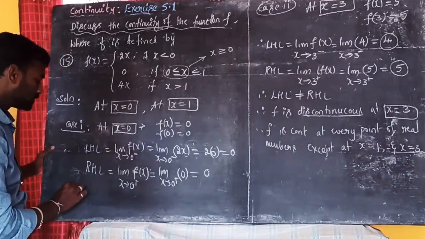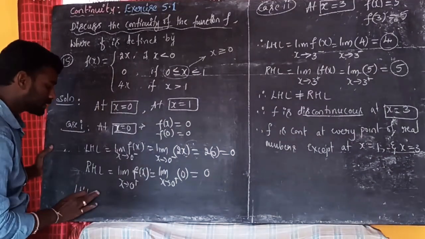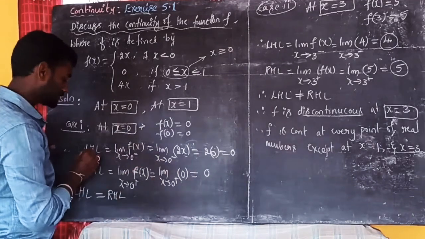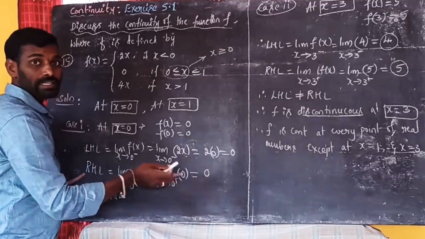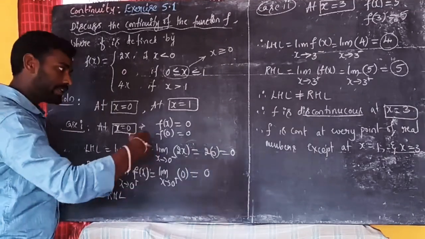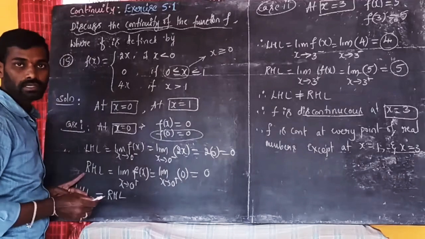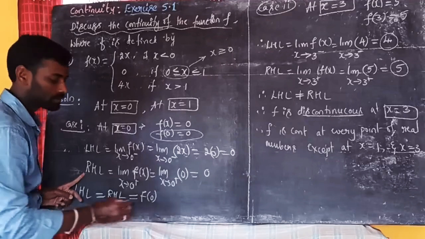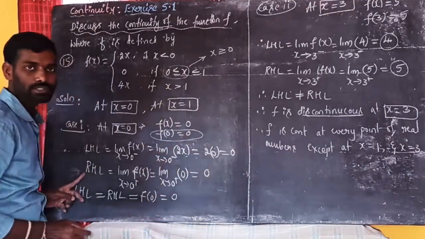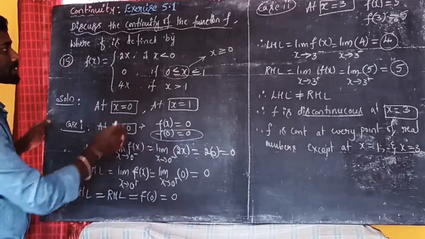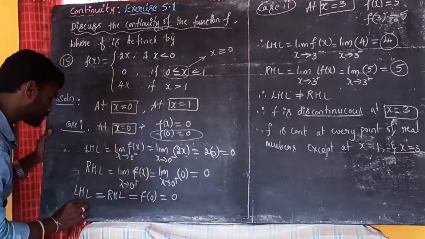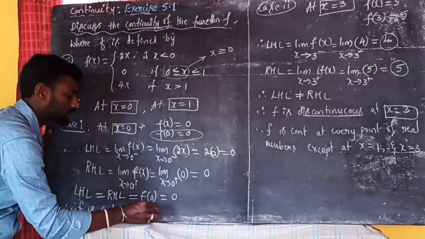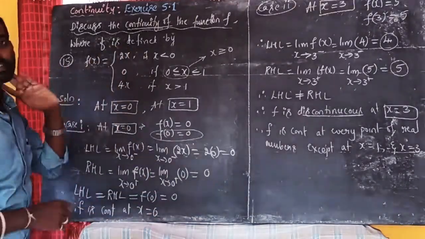So observe now, LHL is equal to RHL. Here LHL is equal to 0, RHL is equal to 0. If LHL is equal to RHL is equal to 0, then go for f of 0. That should also be equal to 0. So all are equal to 0. Therefore f is continuous at x is equal to 0. At x is equal to 0, this function is continuous, guys.